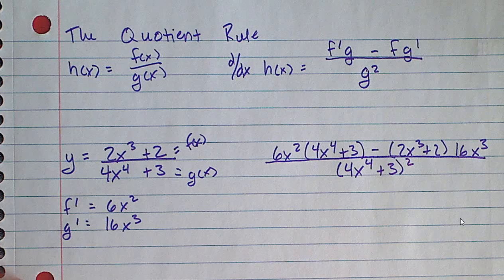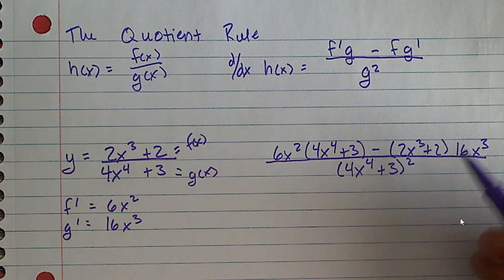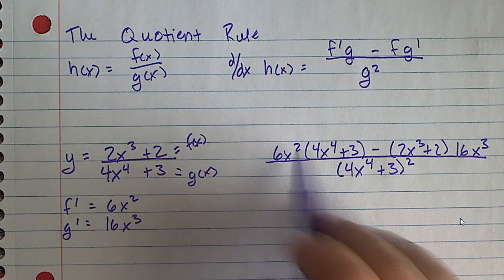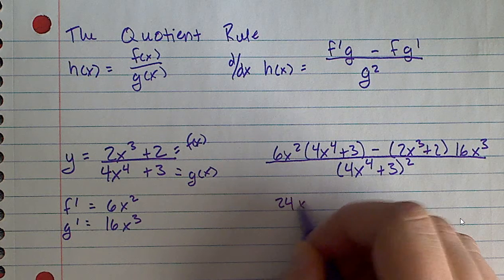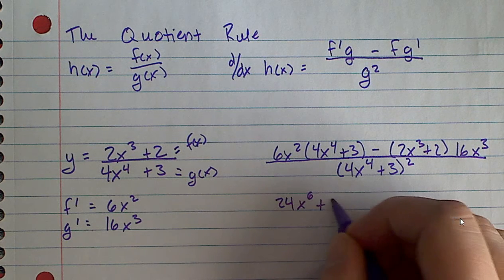Now, you can go further with this because it's just foiling, and then up on top you're just distributing. So if you're distributing the 6x squared to both things here, you're going to get 24x to the sixth plus 18x squared.